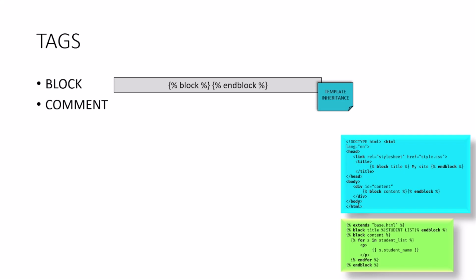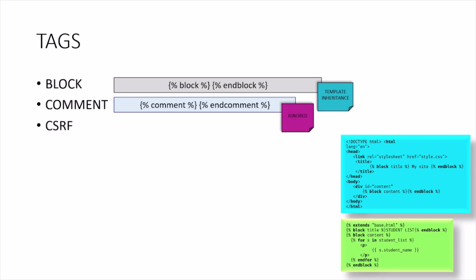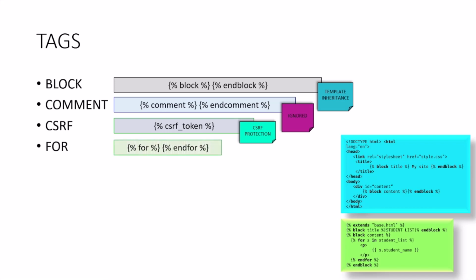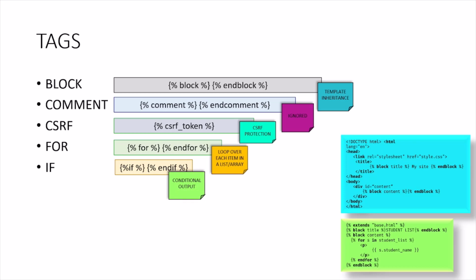Next, we talk about the comment tag. This is the way it's written. Everything within comment and end comment will be ignored. Then we have the CSRF tag. This is the way it's written. And this is Django's own CSRF protection. Remember, CSRF refers to cross-site request forgery attacks. We then have the for tag, and that's the way it's written. And this allows us to loop over items in a list. We have the if tag, and that's the way it's written. And of course, this allows us to have conditional output. Right? So I hope you're aware now of all the tags.